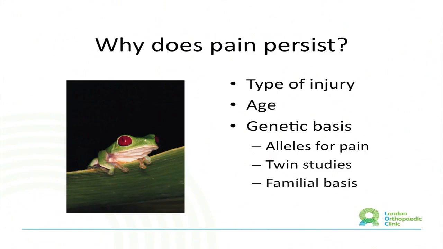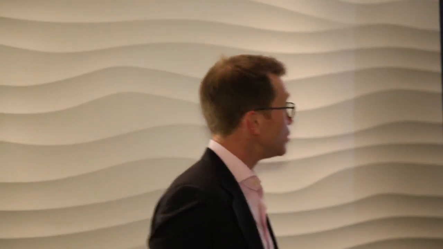Why does pain persist? We don't really know. We've looked at types of injury, severity, certainly chronicity and overuse injuries may lend themselves towards it, but not in everyone. So there's obviously a genetic basis, and certainly there are some new studies coming out suggesting that there are specific alleles for the development of pain after injury. So I think a lot is actually predetermined, and there's not much we can do about it.